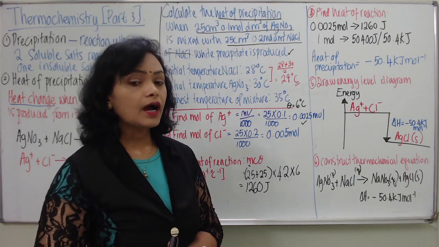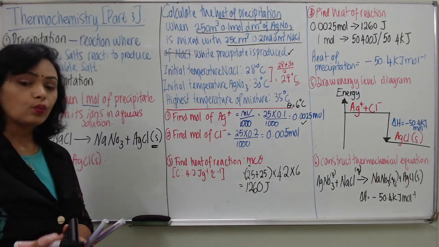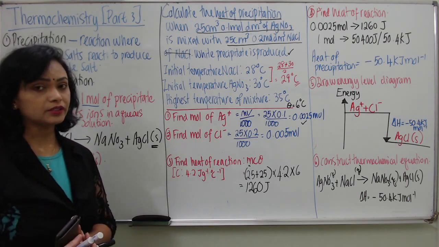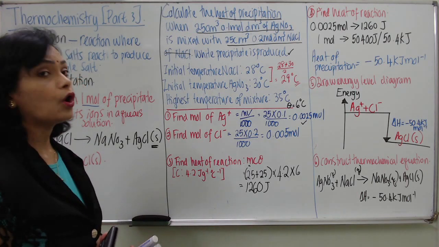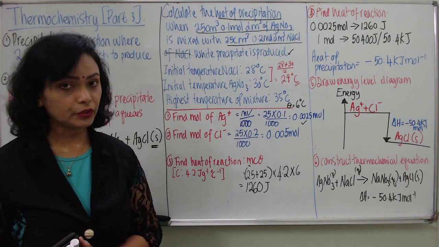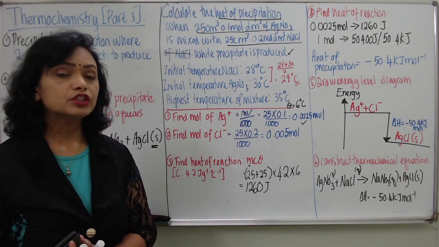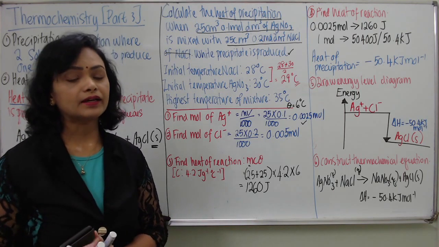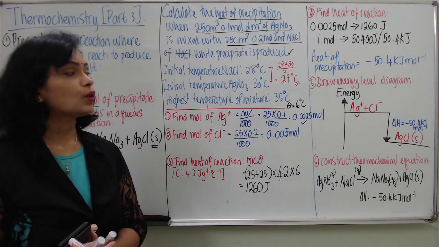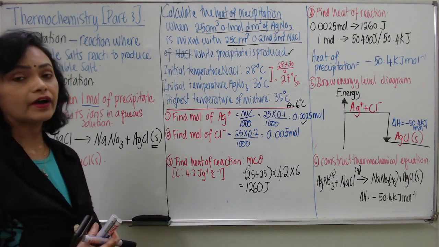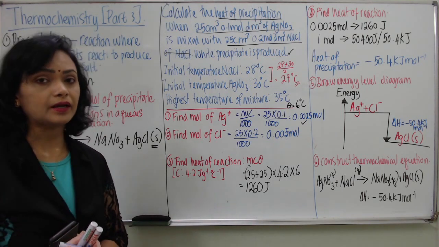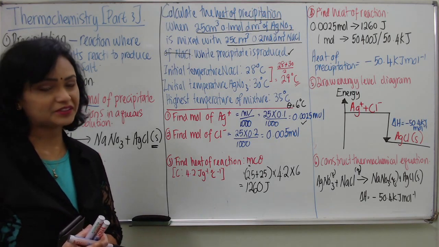the energy level diagram, to construct the shape of the diagram, and also to construct the thermochemical equation. So students, I hope students can understand what teacher has explained regarding heat of precipitation. In part 4 of our thermochemistry lesson video, teacher will explain about heat of neutralization. Okay, so I hope students can understand what I have explained here, and please watch my lesson video a few times in order to understand the concepts.